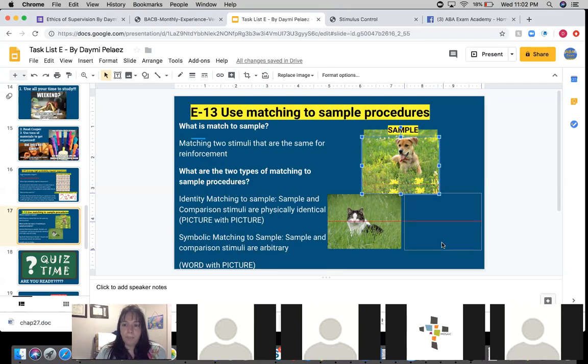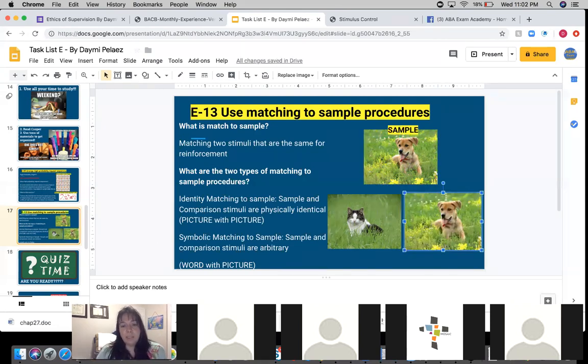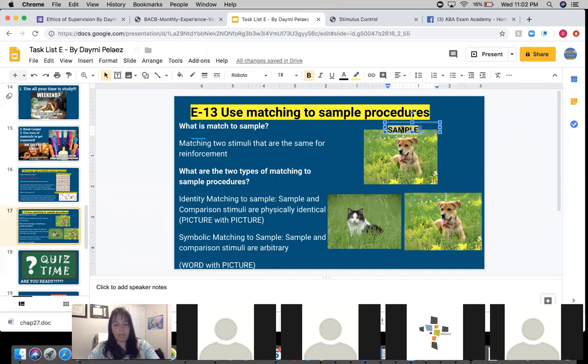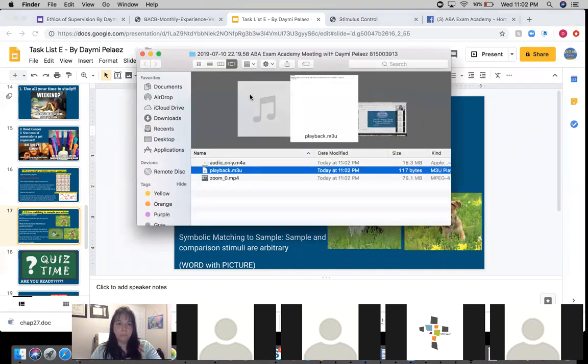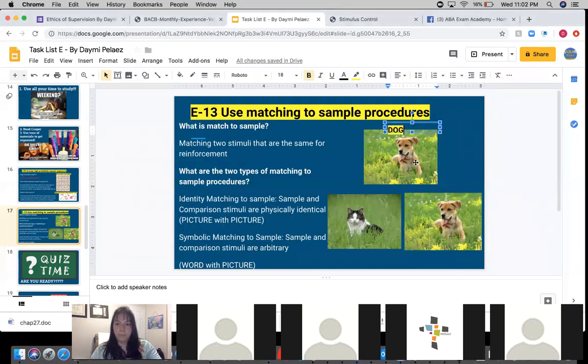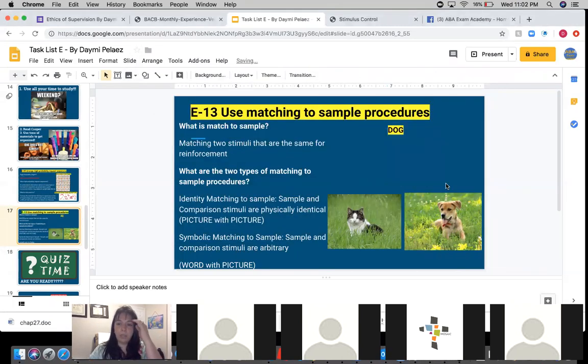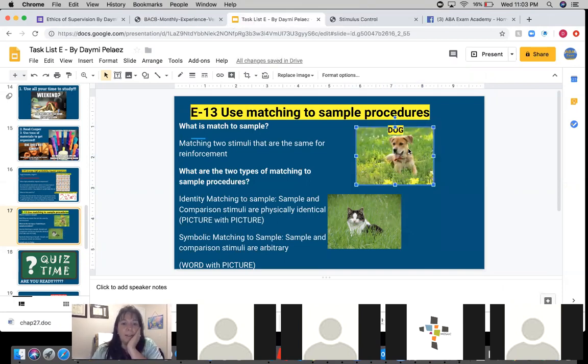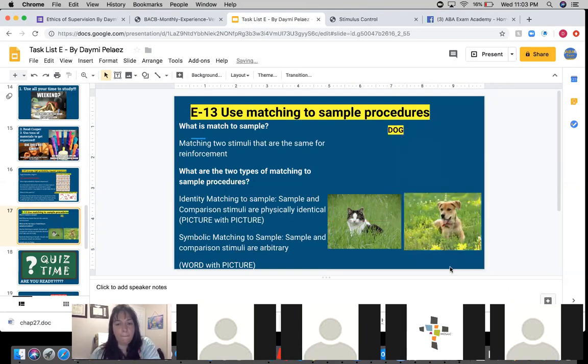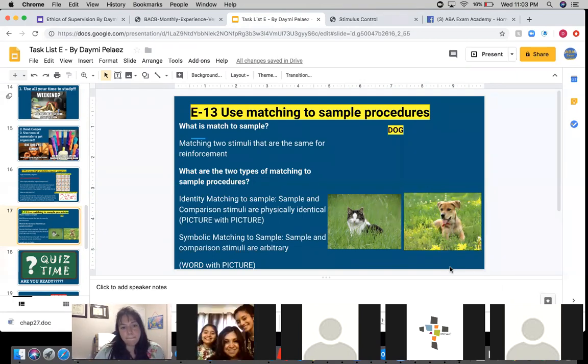Okay. For symbolic matching to sample, it says sample and comparison stimuli are arbitrary. So word with picture. So if instead of here I had the word dog, sorry about that, and I grab it and you say match and I put this with that, that is also matching to sample. Do you guys understand? Yes. Yeah, that's a great graphic. That's good. Thank you.